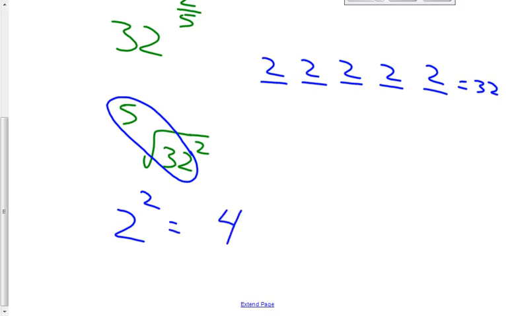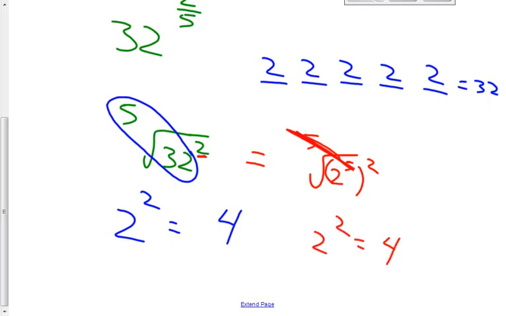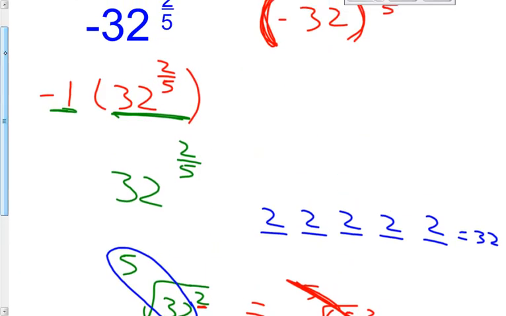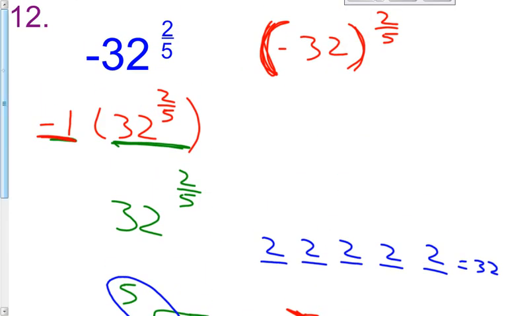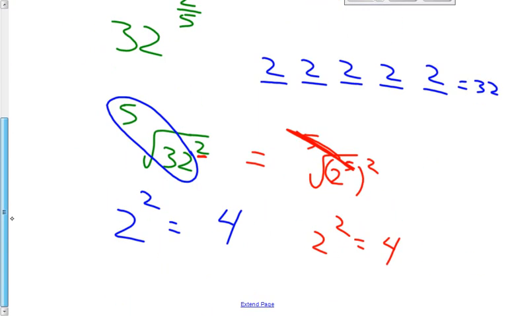Again, as we've done in other examples, we've said something like this. It's the fifth root of 2 raised to the 5th power, because that is 32, and then it's raised to the 2nd. These 5s cancel out, and now it is 2 squared, which is 4. But remember, class, it's a negative 1 times 32 raised to the 2/5, or it's a negative 1 times 4 times a negative 1 times a negative 1.